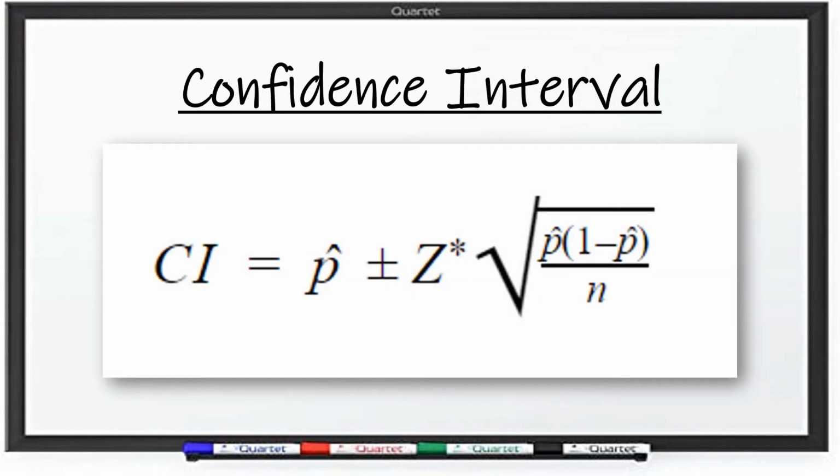Here is the formula, where p is the population proportion, n is the number of sample values, p hat is the sample proportion, and z is the z-score separating an area a over to the right tail of the standard normal distribution.